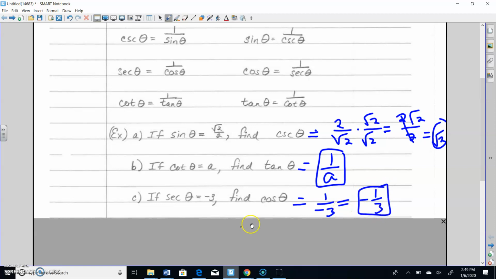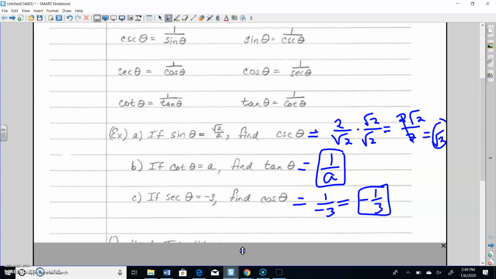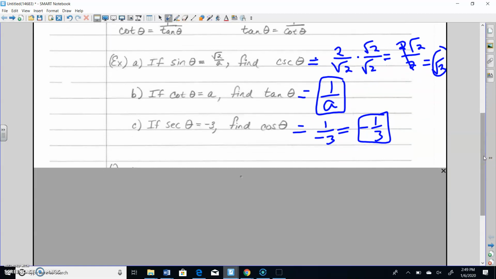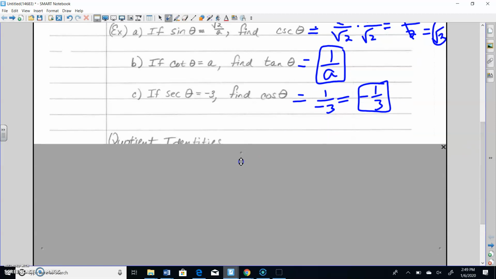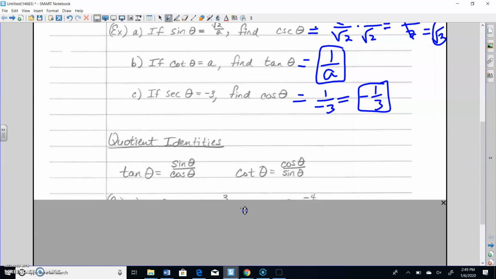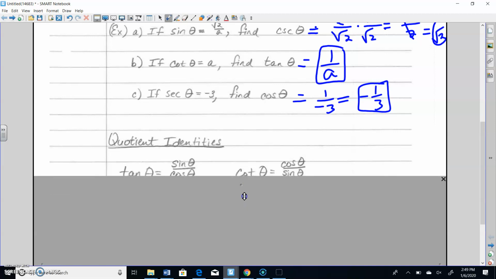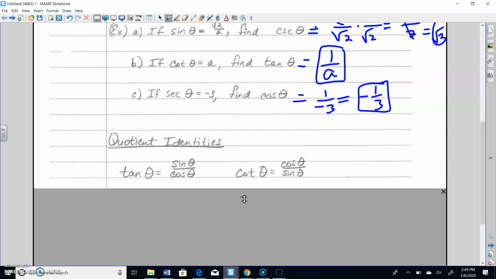There we go. We have 3 types of identities, or 3 sections. We did the reciprocal. Now we're going to look at the 2 quotient identities, and those are tangent and cotangent. And so tangent is sine theta over cosine theta, and because cotangent is its reciprocal, we would just flip that and it would be cosine over sine of theta.